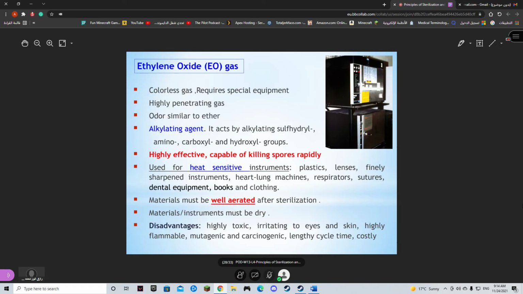Now ethylene oxide, ETO. Why is it important? Because you have to sterilize plastic lenses, and also things like cardiopulmonary machines, respirators, and sutures, but not the catgut. What is it called?